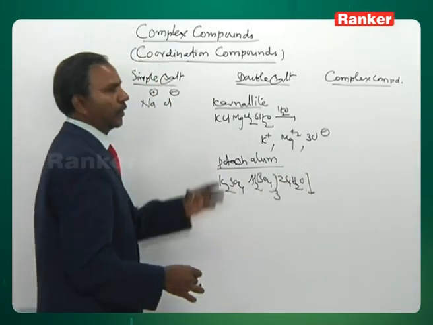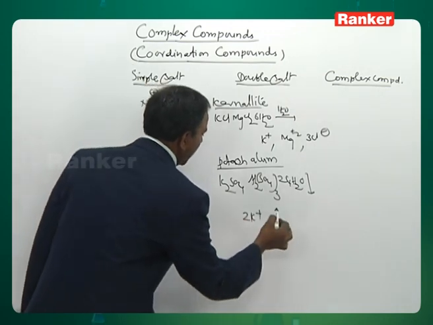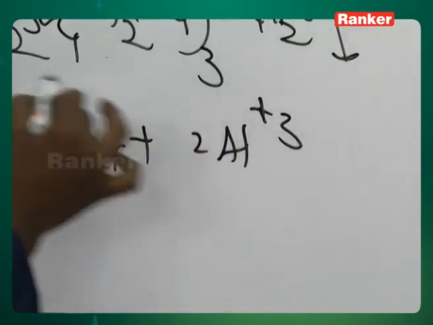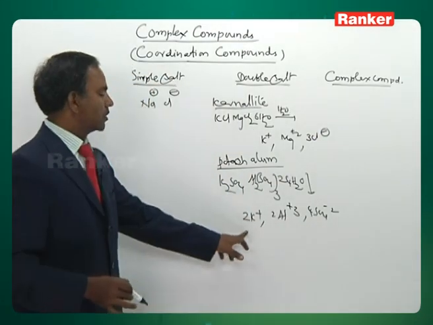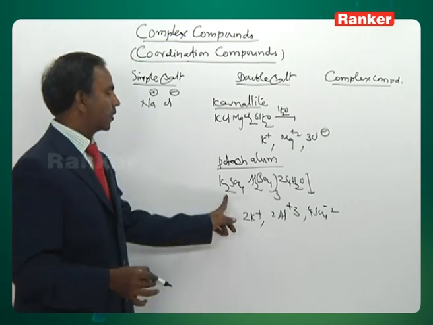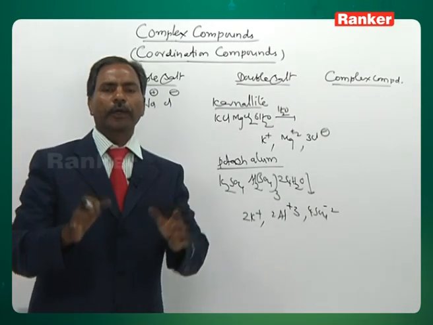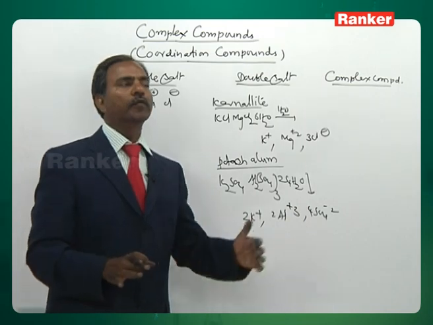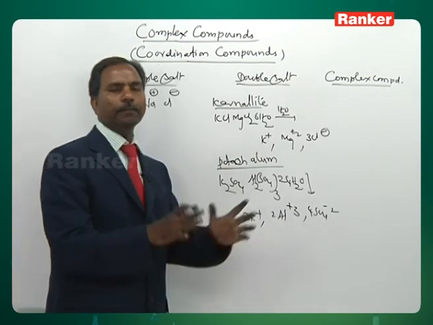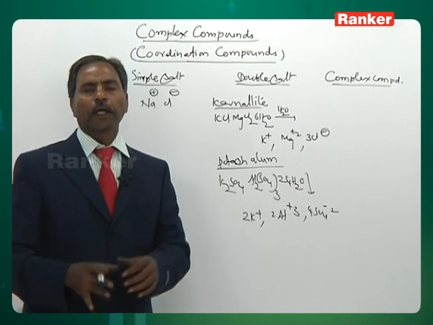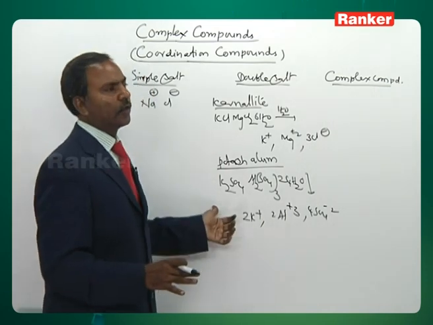This potassium alum, again you are putting into water, it is undergoing complete ionization. In what way? Check it: 2K+, 2Al3+, and 4 SO4 2- ions you are getting. Like this, K+ ions, Al3+ ions, and sulfate ions you are getting. This is also undergoing complete ionization in aqueous solution, producing all the component ions, and all these component ions exhibit their independent or specific chemical properties because they are free in the solution. So the salt which undergoes complete ionization producing all the component ions exhibiting their independent properties, such a salt we call a double salt.